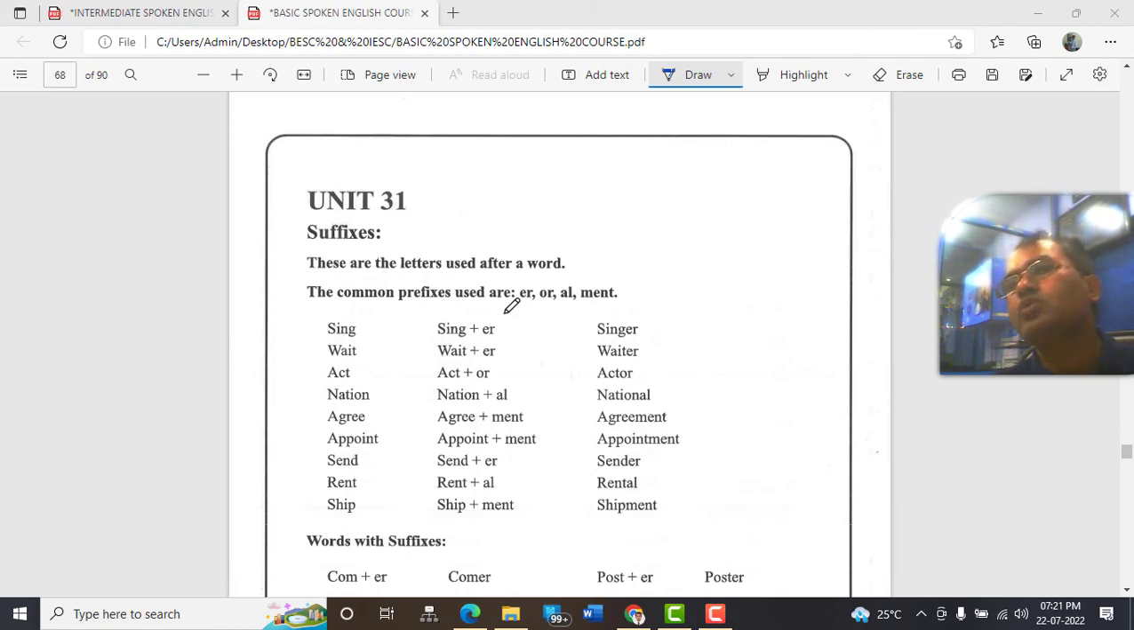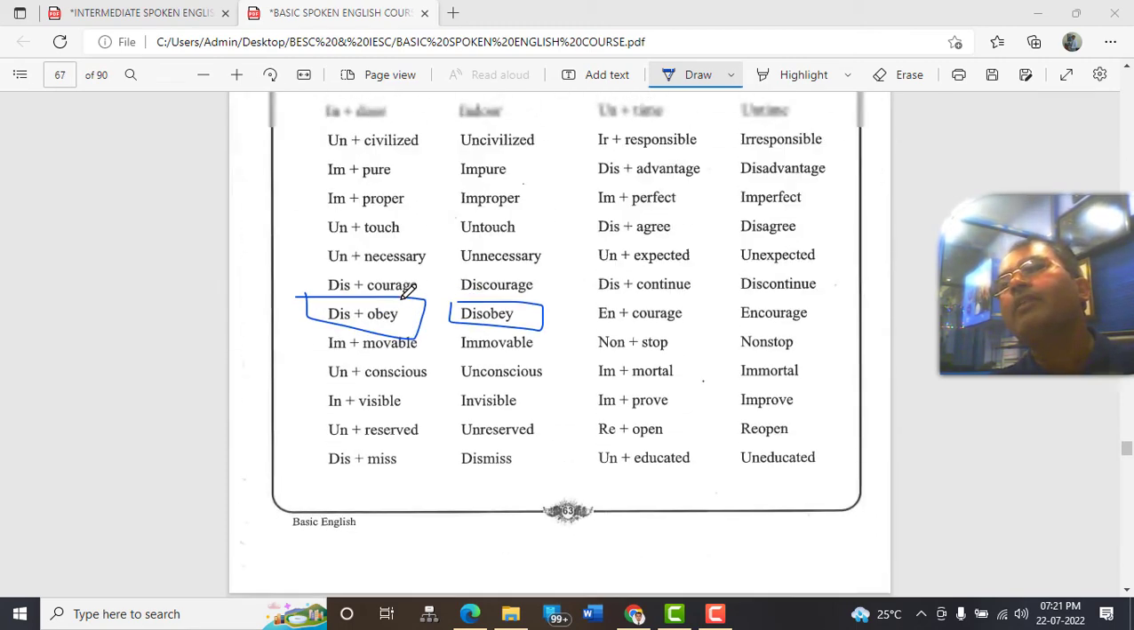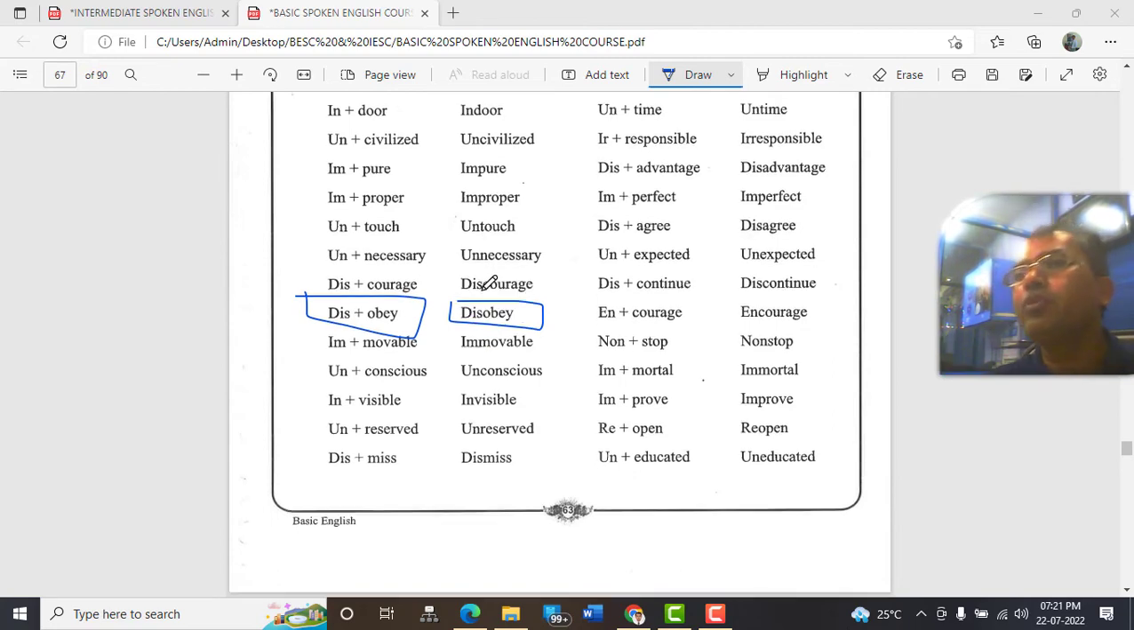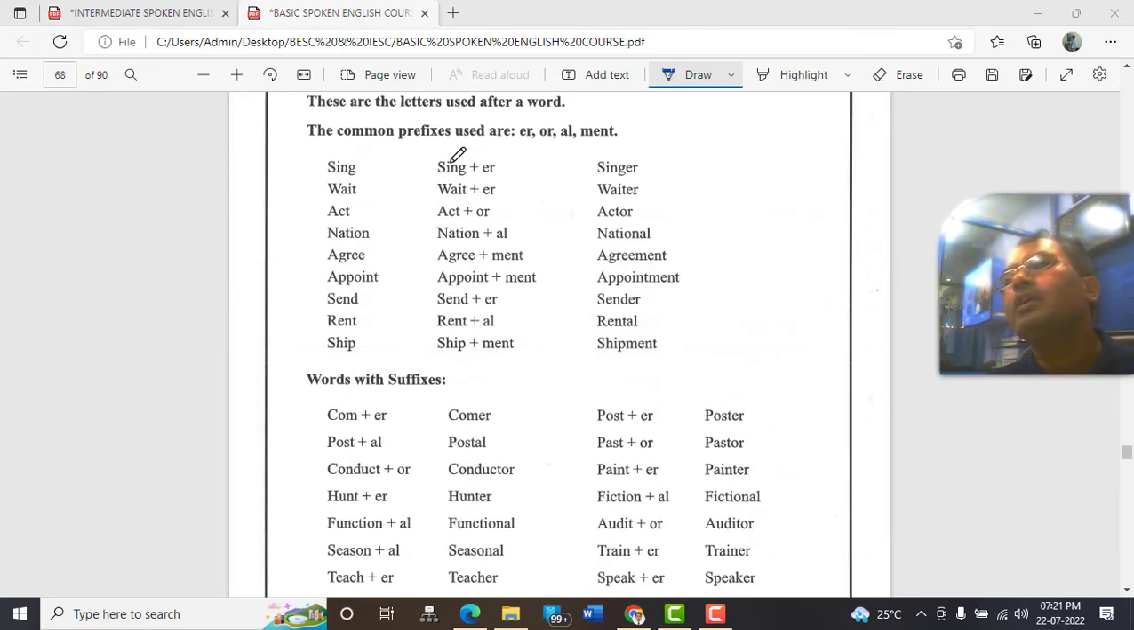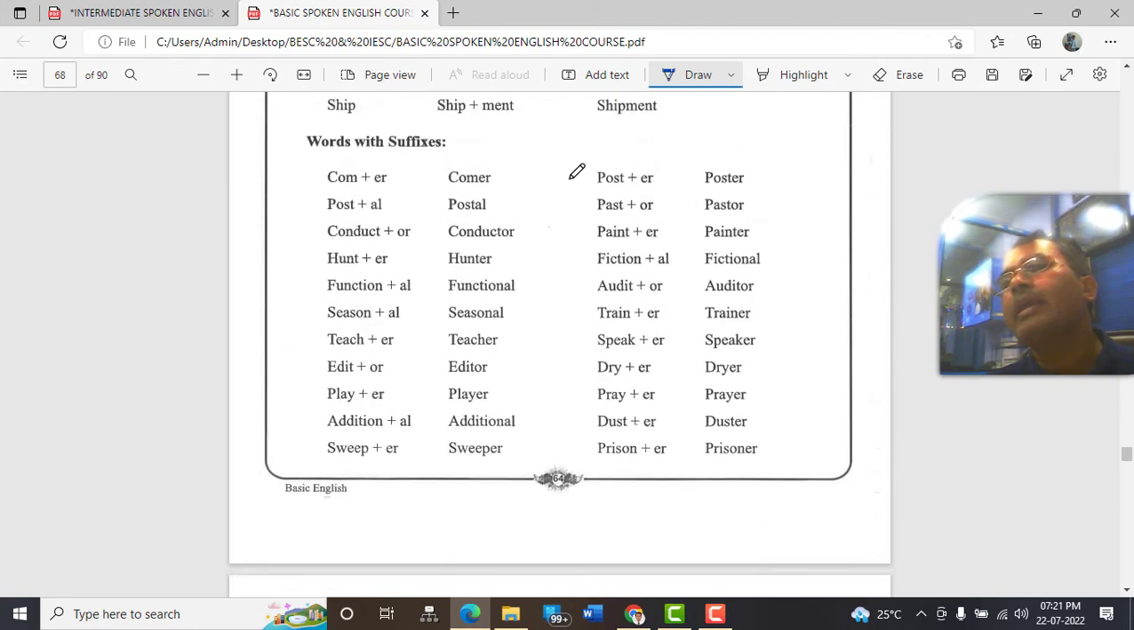These are the letters used after a word. When I say prefix, it is something which comes before a word. When I say suffix, it is something which comes after a word. Okay, we will be talking about sing. When I add er, it becomes singer. So we will talk about er, or, al, ment.